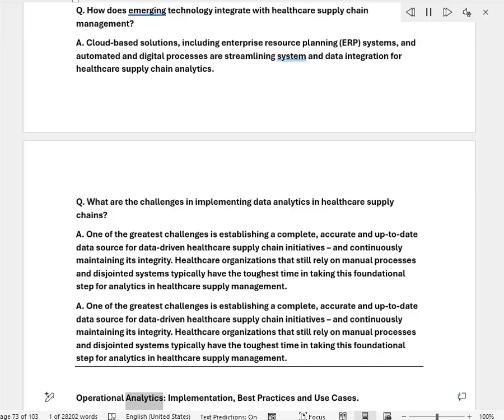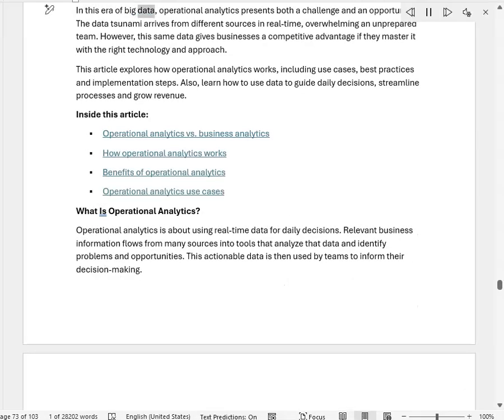Operational analytics, implementation, best practices, and use cases. In this era of big data, operational analytics presents both a challenge and an opportunity. The data tsunami arrives from different sources in real time, overwhelming an unprepared team. However, this same data gives businesses a competitive advantage if they master it with the right technology and approach.